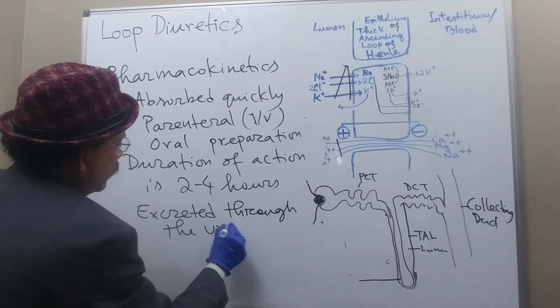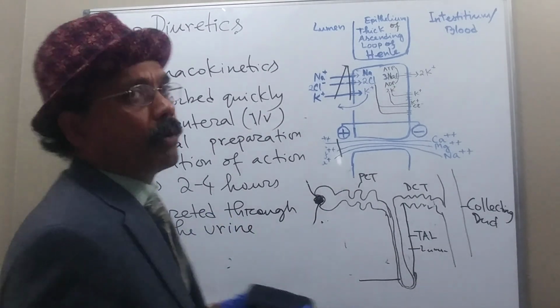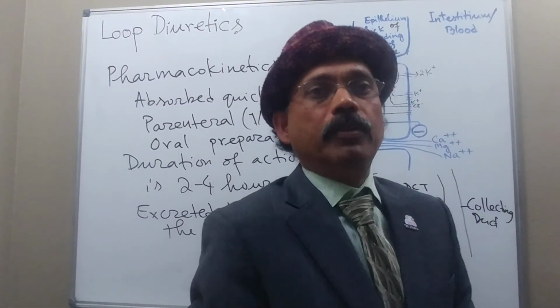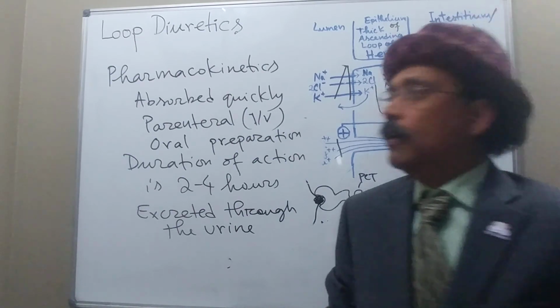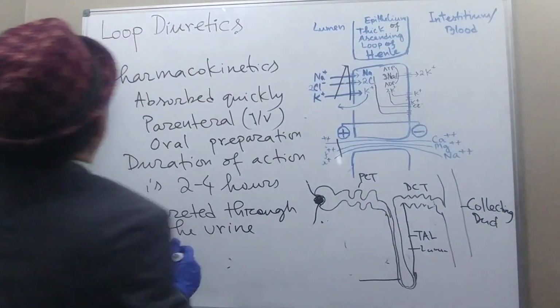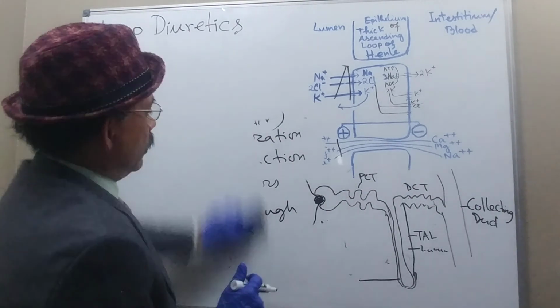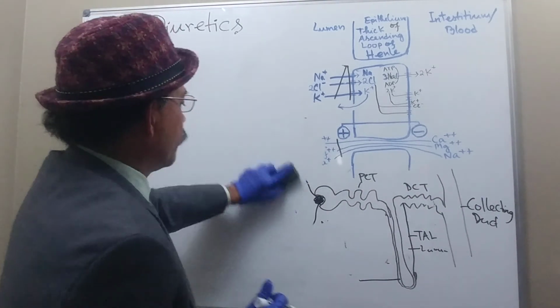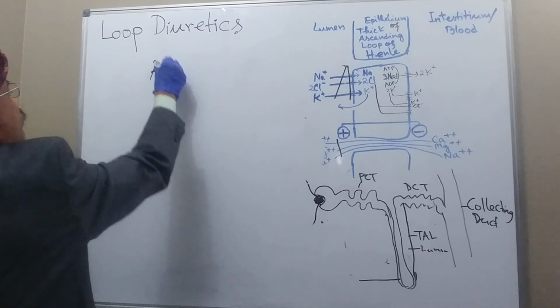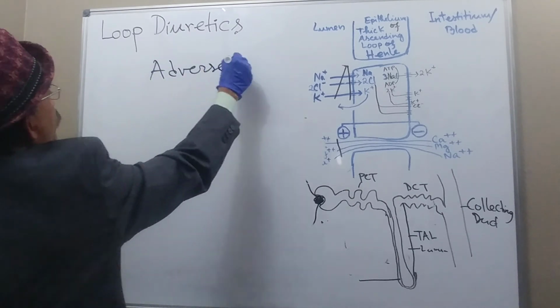Okay, that is the pharmacokinetics of this drug. Now, what are the adverse effects of loop diuretics like furosemide, bumetanide, ethacrynic acid, torsemide? What are the adverse effects?